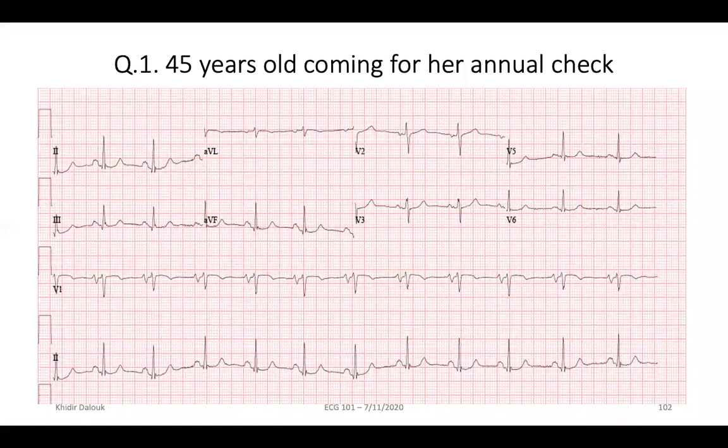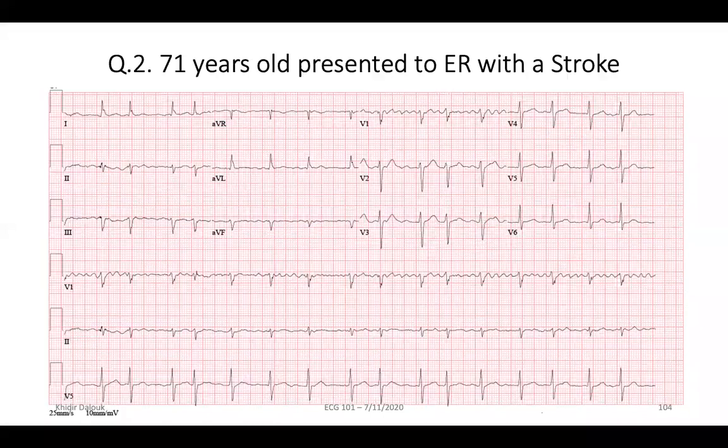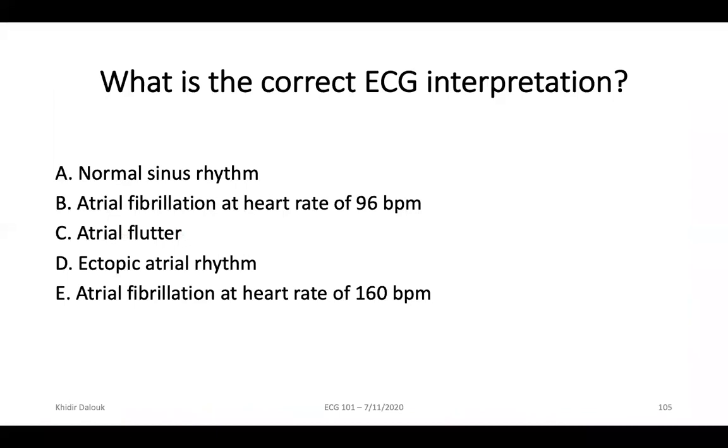Let's go to the second one. This is a 71-year-old presented to the ER with a stroke. And the same question: what is the correct ECG interpretation? Normal sinus rhythm, atrial fibrillation at a heart rate of 96, atrial flutter, ectopic atrial rhythm, or atrial fibrillation at a heart rate of 160 beats per minute.